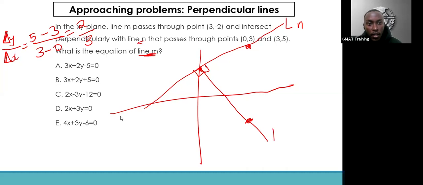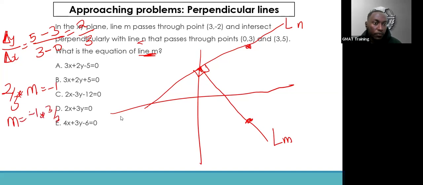What about line M? If you look at line M, it decreases from left to right, so we expect a negative gradient. Let's confirm. We know that 2 over 3 times the gradient of line M should equal negative 1. Therefore, m equals negative 1 times 3 over 2, and that will give you negative 3 over 2 as the gradient.